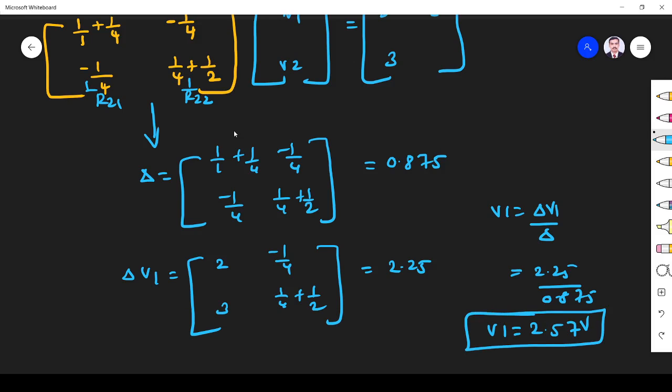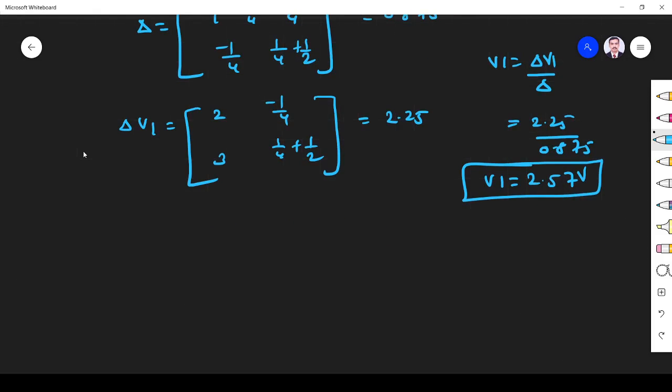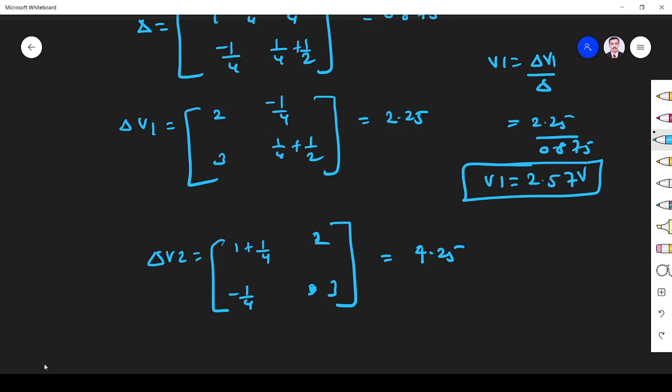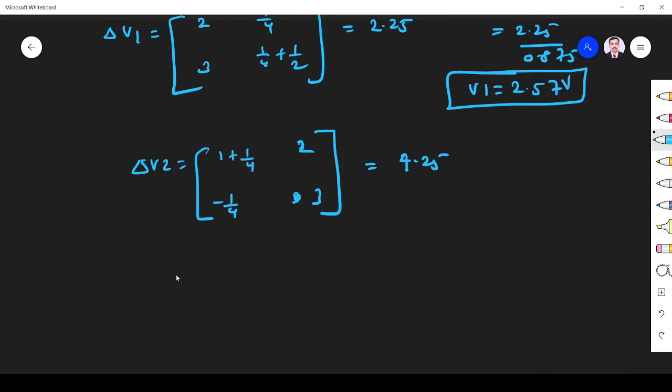Fine. So similarly, to find del v2, replace the second column with the current values. So for del v2, the first column is as it is, 1 plus 1 by 4 minus 1 by 4, and the second column I replace with the current element, 2 by 3. So here that will give del v2 is 4.25. Fine.